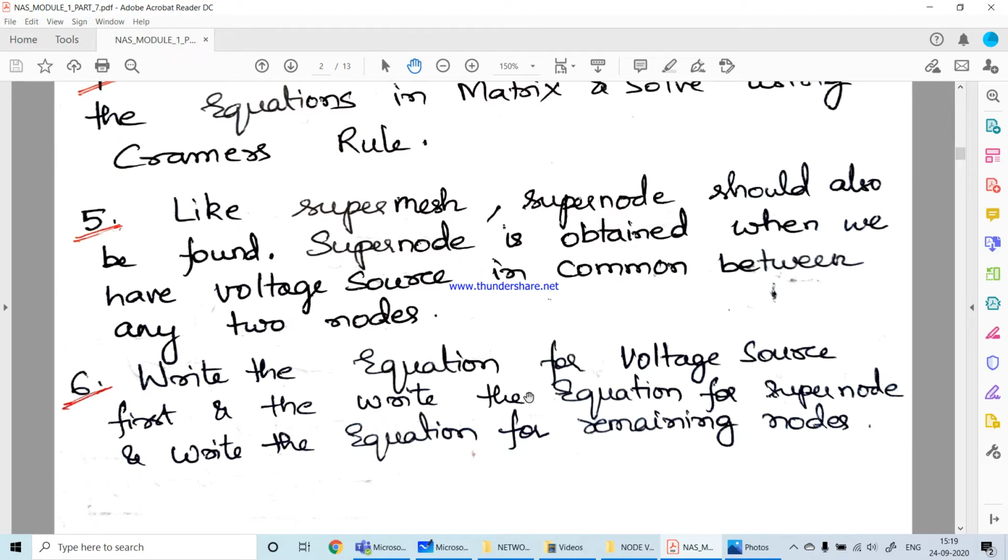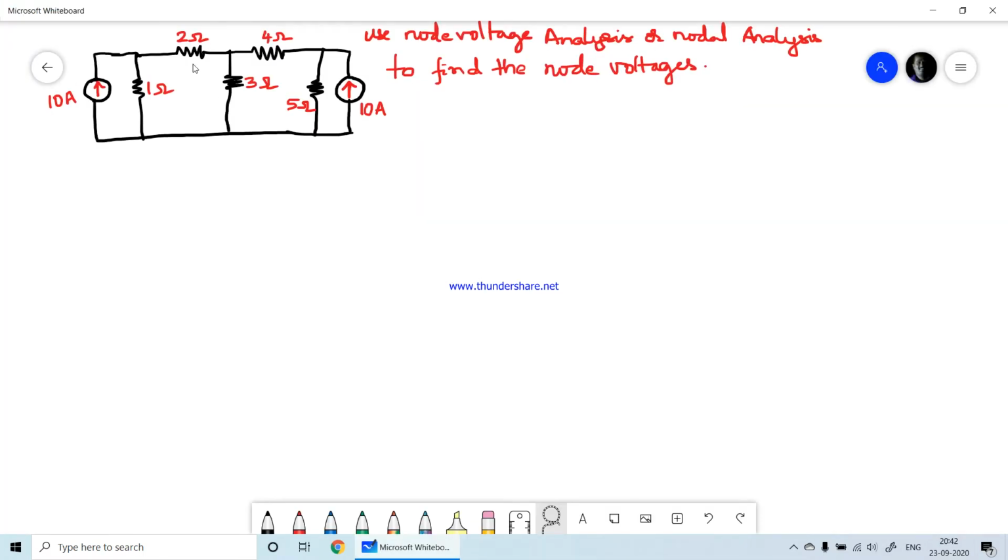Fine. So now we look into the problems related to node voltage analysis. This is the problem we have, which is used to find the node voltages. This is the circuit diagram given here. We have 10 amps in parallel with 1 ohm, and then we have 2 ohms, 3 ohms, 4 ohms, 5 ohms and 10 amps in parallel again. For this circuit, we need to apply nodal analysis or node voltage analysis to find node voltages.